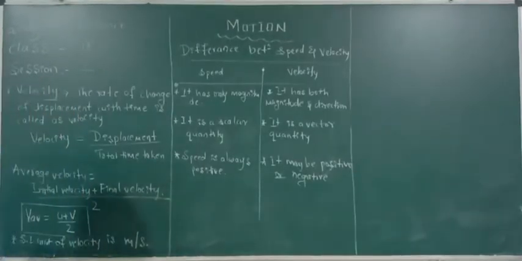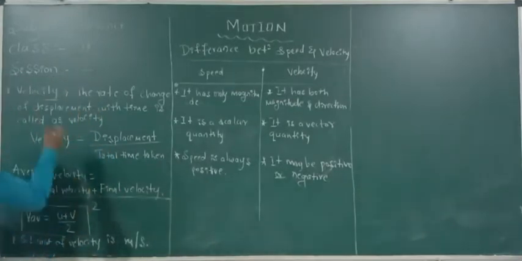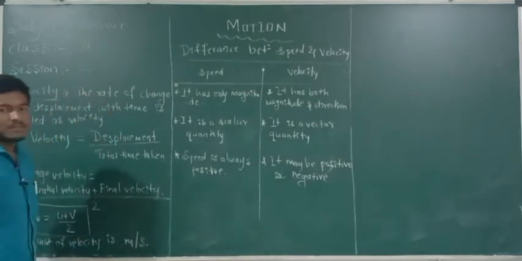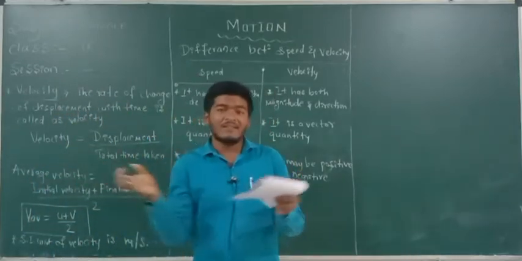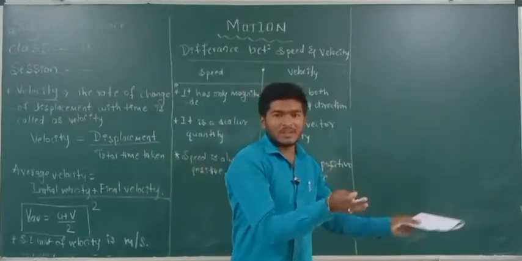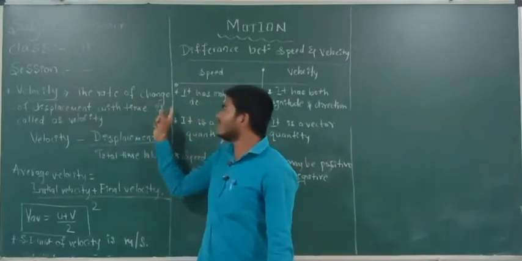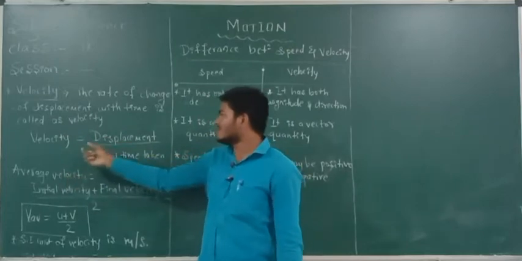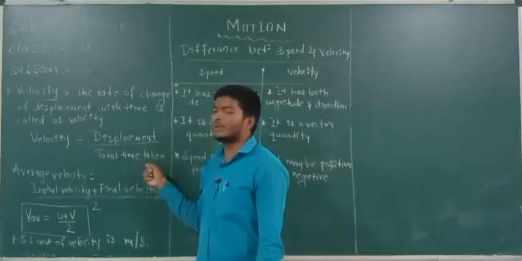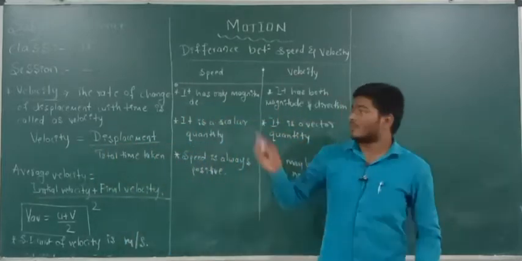Okay, next we are going to study velocity. What is velocity? The rate of change of displacement with time is called velocity. What is speed? The distance covered by an object in a unit time is called speed. But velocity is the rate of change of displacement with time. That is, velocity is equal to displacement divided by total time taken. Don't get confused between speed and velocity.